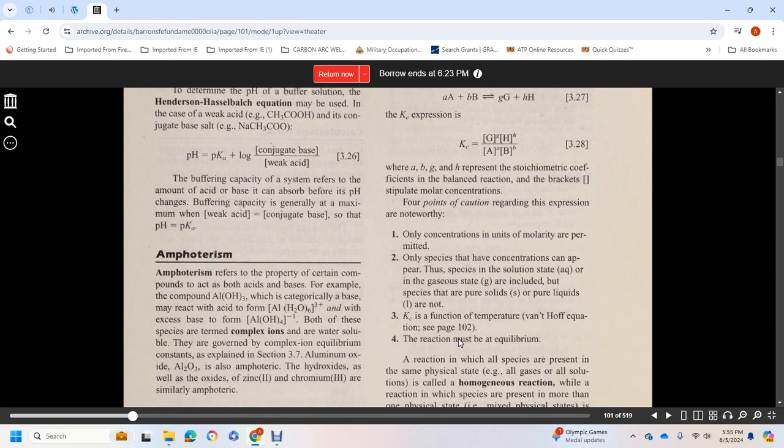Four points of caution regarding the expression are noteworthy. Only the concentration unit of molarity is permitted. Only specify the concentration for the solution state. Water, the gaseous states, and gases are included as specified, while pure solids and pure liquids are not.